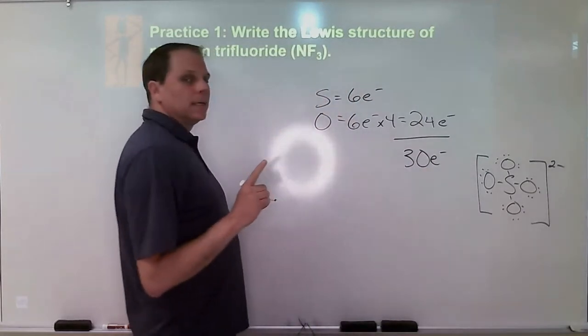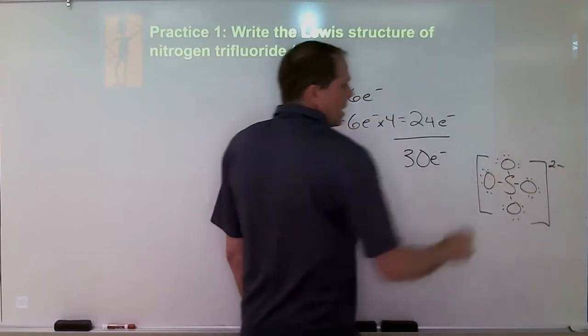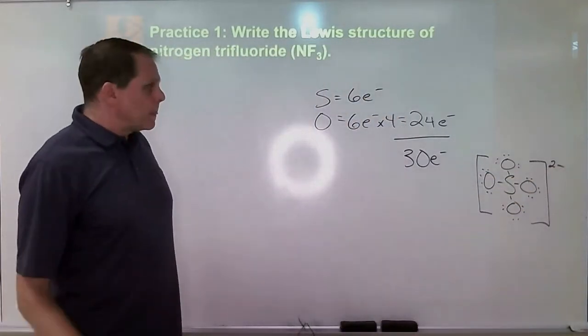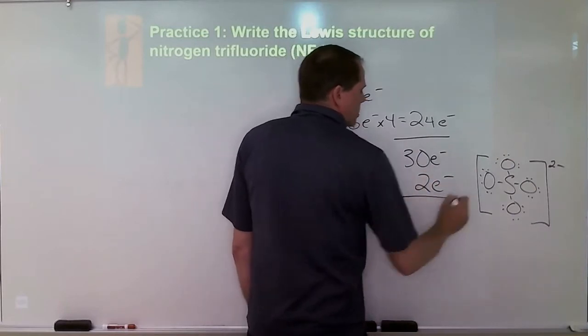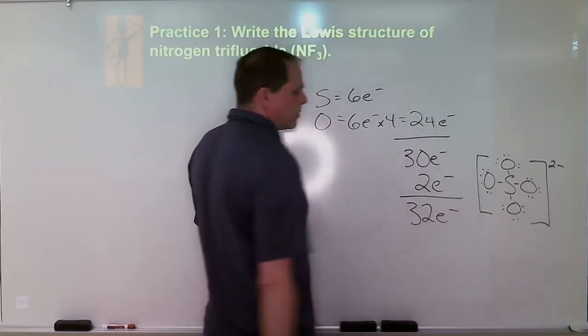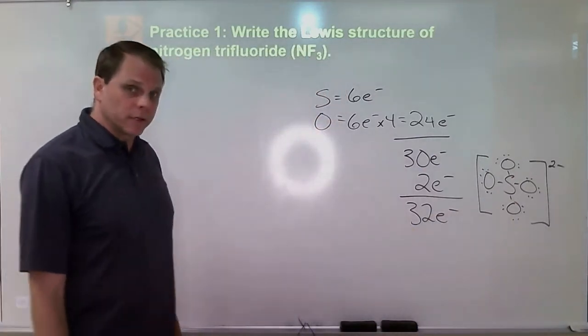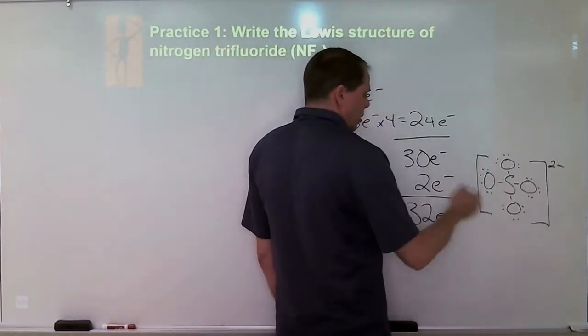But I have an ion, and if you have an ion and it says there's a 2 negative charge, that means you have 2 more electrons than you normally would. So I have to add those 2 electrons. When I do my total number of electrons, I should have 32 electrons for this structure. Now let's see if that's what I have. I can just go around and count them.